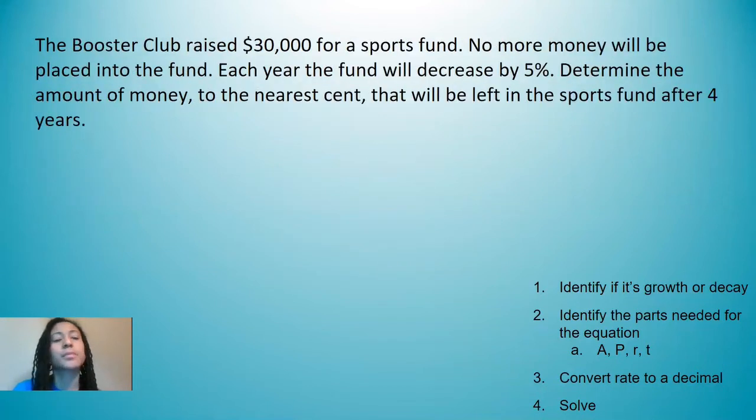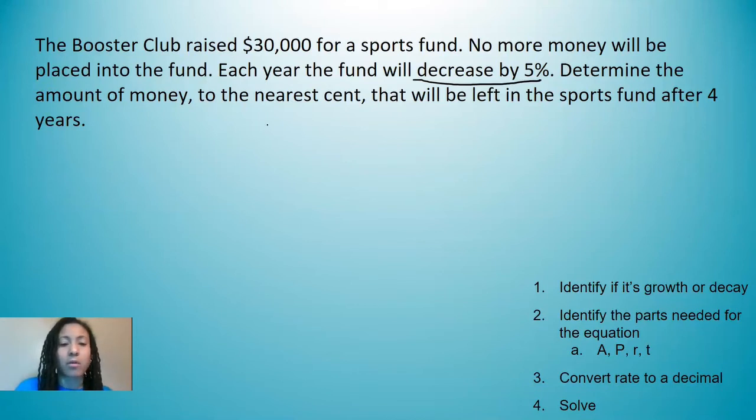Right, next one. It says, the Booster Club raised $30,000 for a sports fund. No more money will be placed into the fund. Each year the fund will decrease by 5%. Determine the amount of money to the nearest cent that will be left in the sports fund after 4 years. So, once again, growth or decay. I hope we all said it is decay because we see decrease by 5%.